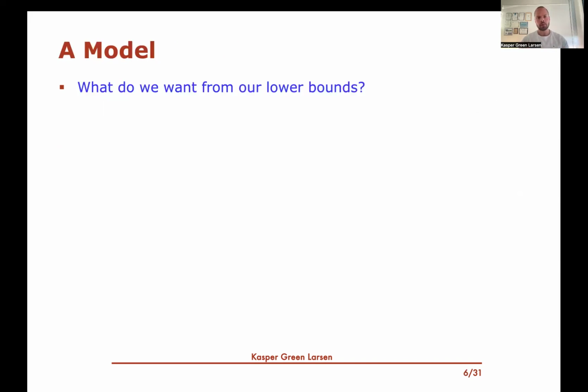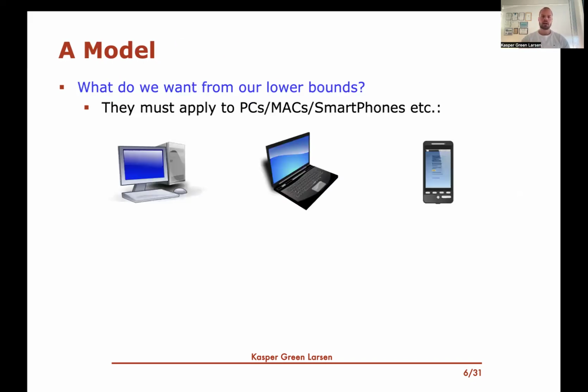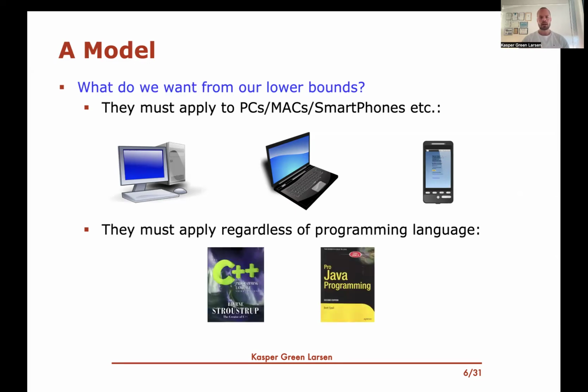So when you're coming up with a model that you want to prove lower bounds in, maybe you should start by asking yourself, what do we want from the lower bounds that we prove? And I think one very nice property would be that if I prove a lower bound for a data structure problem, it applies no matter whether it's a PC or a Mac or a smartphone that I'm storing my data structure on. I want this lower bound in some sense to be universal and to apply everywhere. And I think also a natural thing to ask is that the lower bound should hold no matter what programming language you're implementing your data structure in. And so I think these are good principles for how to come up with a model for proving data structure lower bounds.